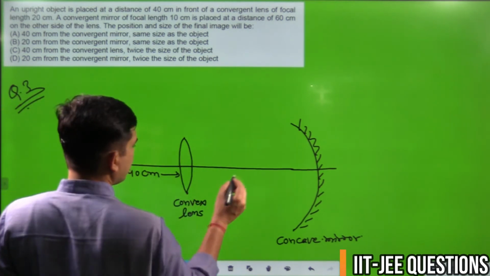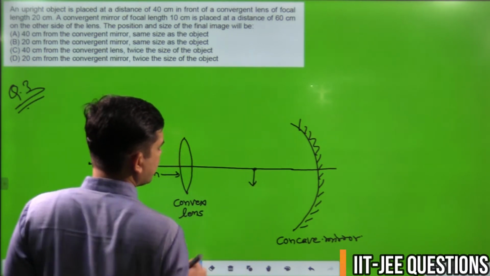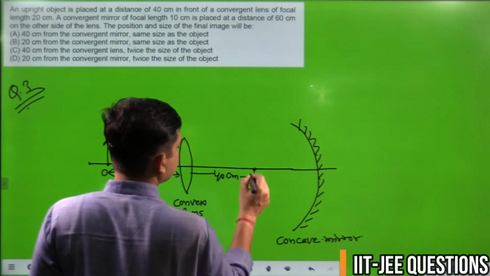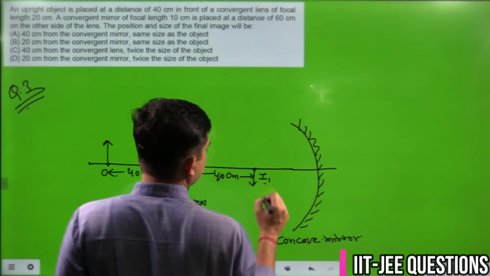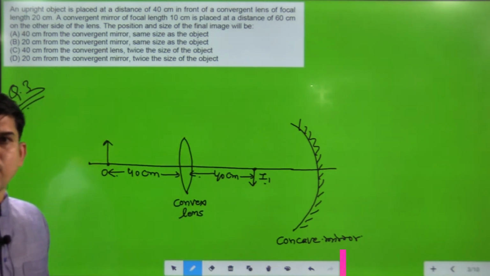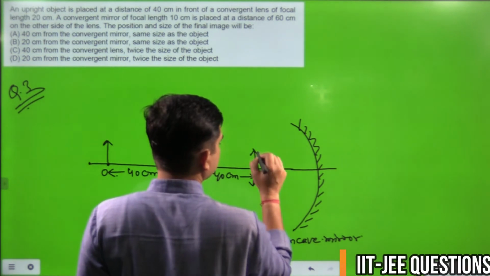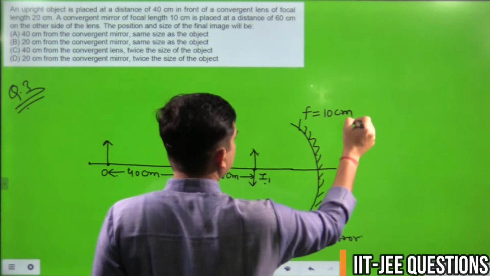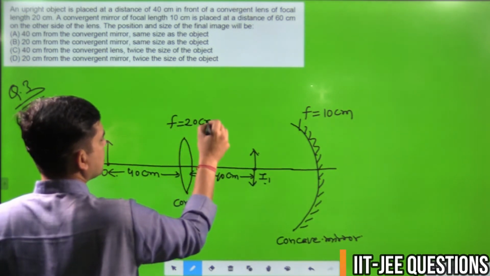The first image will form again, inverted and real, at 40 centimeter, and this image will be the object of the concave mirror, because the focal length of this mirror is 10 centimeter and the focal length of the lens is 20 centimeter.